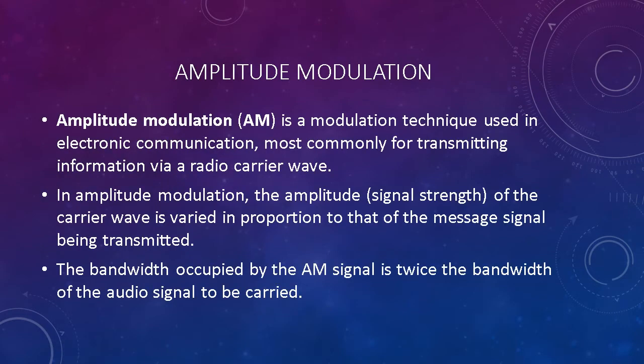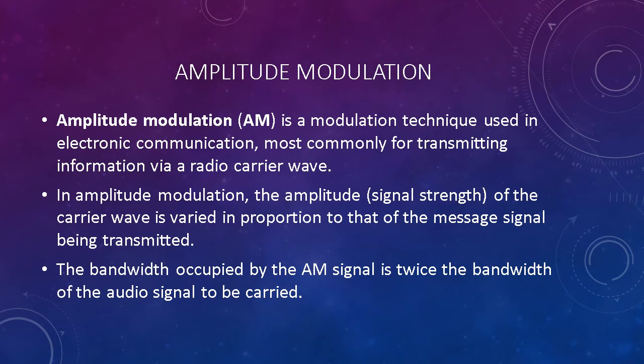Amplitude modulation. Amplitude modulation is a modulation technique used in electronic communication, just like our mobile phone. This amplitude modulation is used most commonly for transmitting information via radio carrier wave. Take the example of a mobile phone. Now a mobile phone uses radio waves for transmitting a signal. So we use this amplitude modulation for transmitting the information. In amplitude modulation, the amplitude, that is the signal strength of a carrier wave, is varied in proportion to that of a message signal being transmitted.